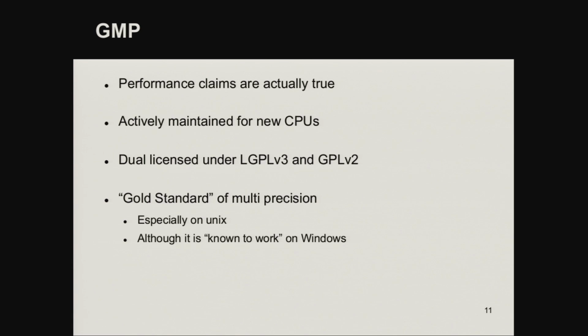They're fairly actively maintained, so as CPUs come out, they adapt to them. And it's dual licensed under two GPL licenses. They're trying to be reasonably accommodating and let you use it in a wide range of things, but they also want it to be open source. It is, after all, the GNU multi-precision library. So it's not something that's good enough to be open source but not good enough to be free software. They're basically the gold standard for multi-precision, especially on Unix.